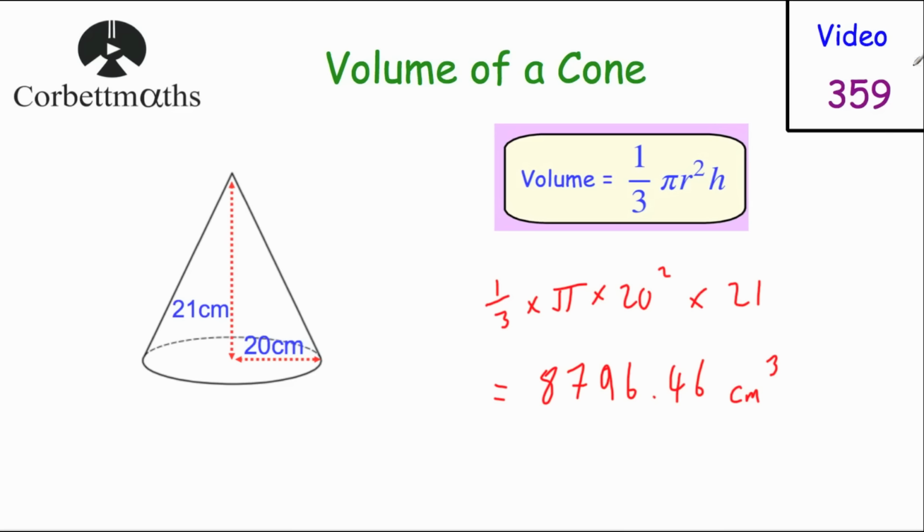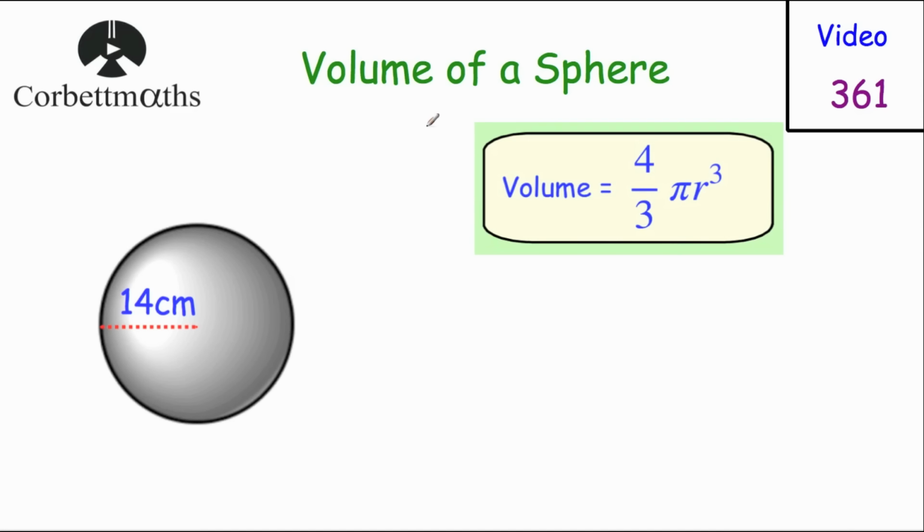And that's video 359 in Corbettmaths. So the volume of a cone, which is given to you on the formula sheet, is 1/3 pi r squared h. Our next topic is the volume of a sphere, and again this formula is given to you. So the volume of a sphere is given to you as 4/3 pi r cubed, and this is part of the Corbettmaths revision card here, and on Corbettmaths video 361. And here we've got a sphere, and it's got a radius of 14 centimeters.